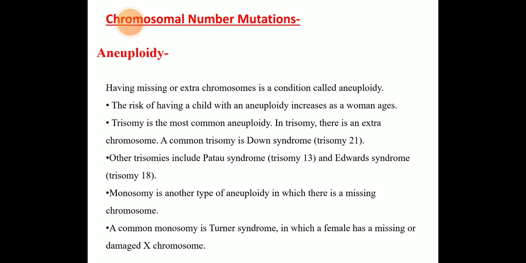Aneuploidy is any chromosome number that is not euploid. Aneuploidy is an abnormal number of chromosomes, such as having a single extra chromosome, that is 47, or a missing chromosome, that is 45. Extra chromosome means 47 and missing chromosome means 45.